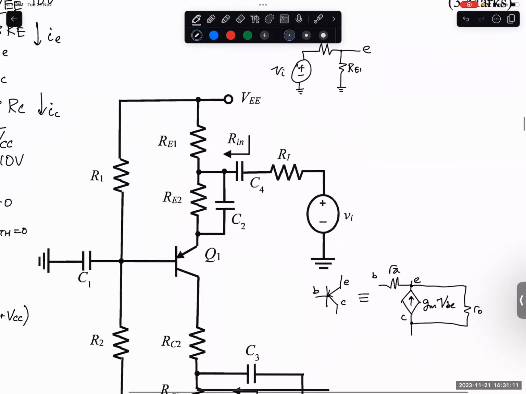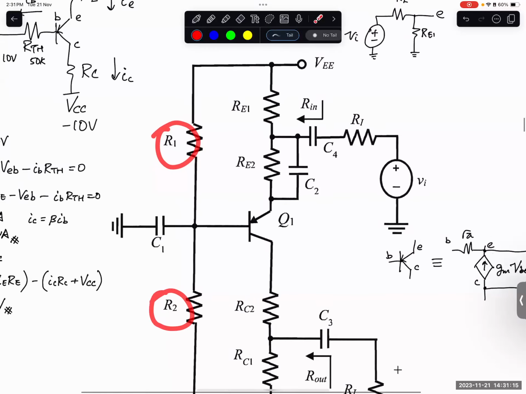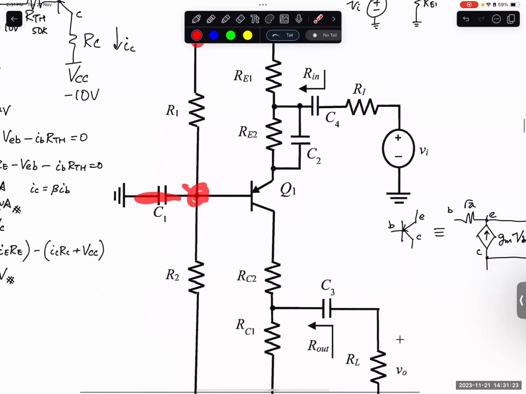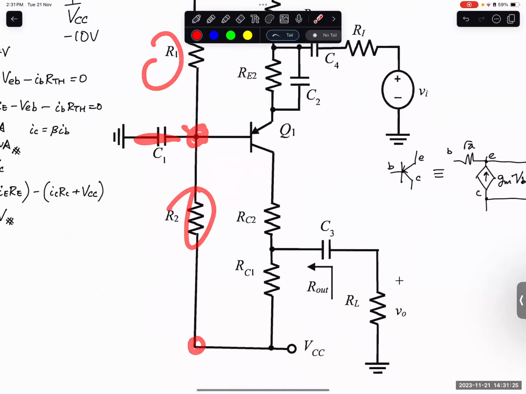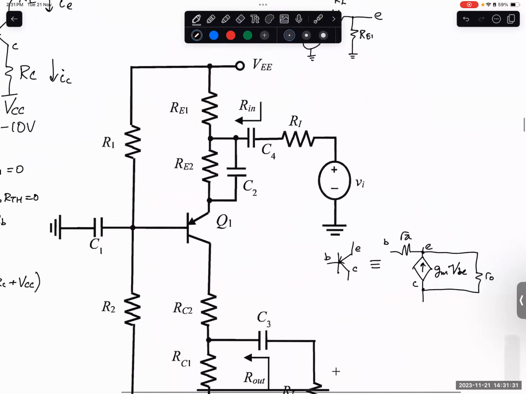Okay, so in this case, do we actually have R1 and R2? No. Here is short, right? Here is ground. So do we have R2 and R1? No, so we don't have these two. And then what we realize, base is actually connected to ground, correct? Yes. So base is connected to ground.